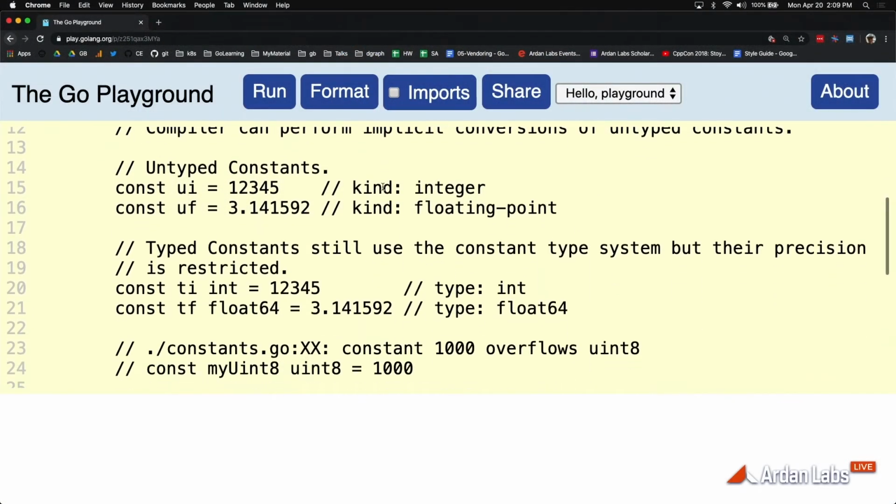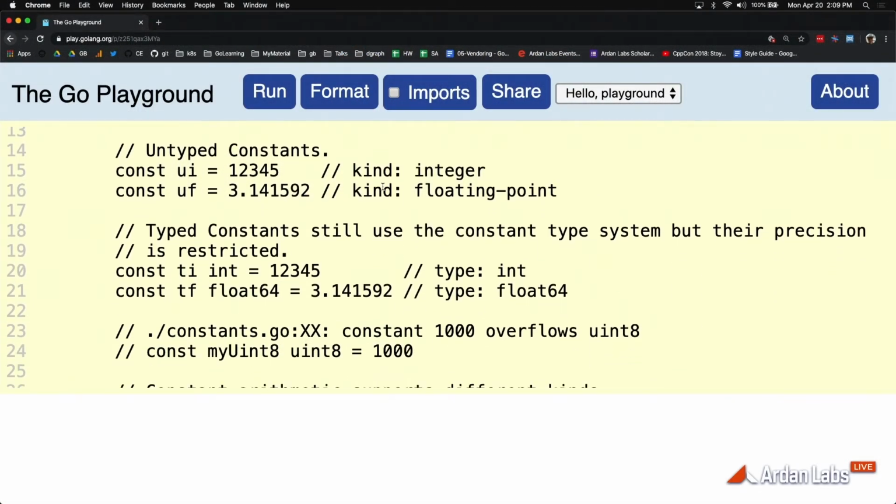So let me show you some things here that are super interesting about constants. And to me, even a lot of Go developers don't even know about some of this stuff. When I say Go developer, there are people who have been writing code for like a year.